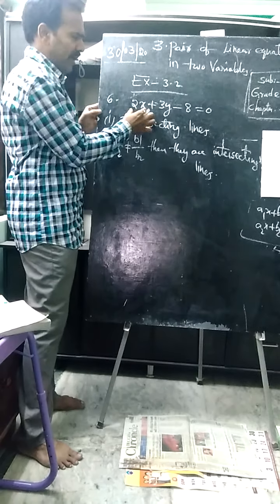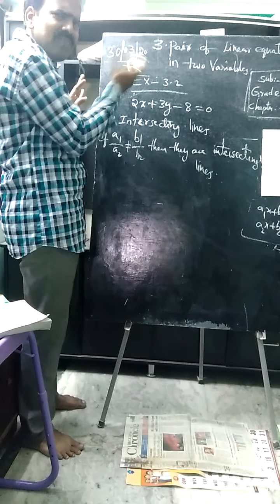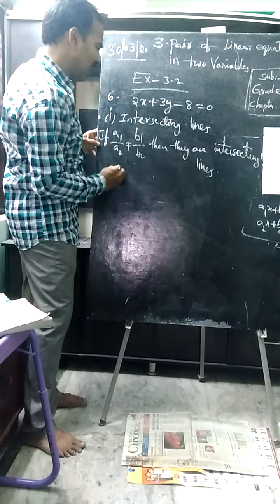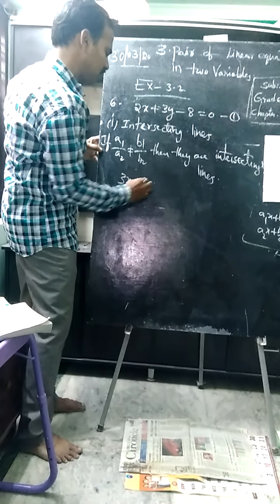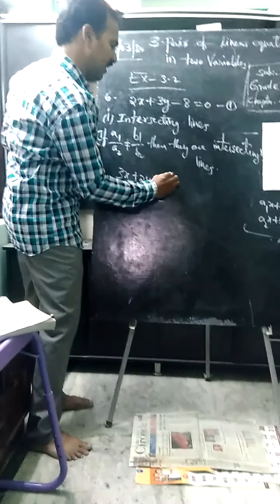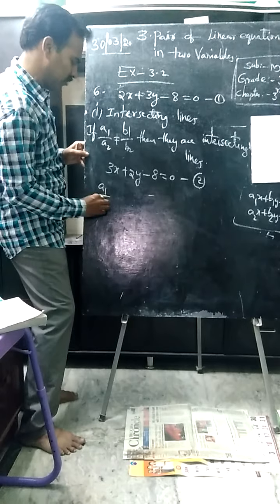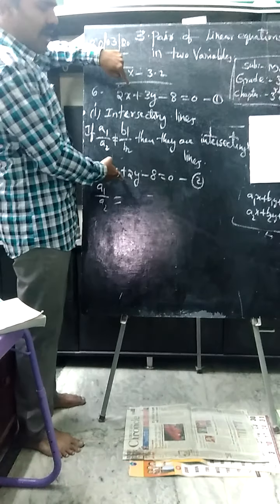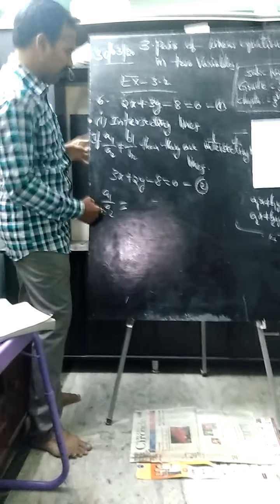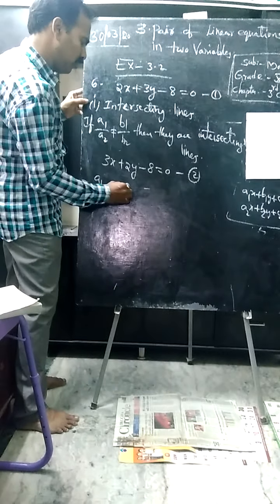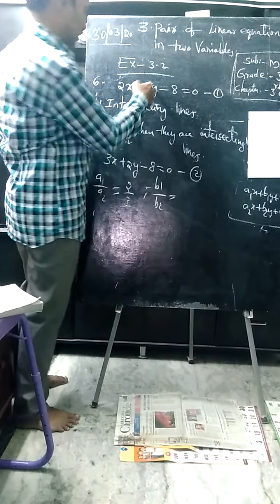Take it reversely: 2x plus 3y minus 8 equals 0 is given. Simply what I will do is reverse the coefficients of x and y. Let me take this as equation 1. I am taking 3x plus 2y minus 8 equal to 0 as equation 2. Check a1 by a2, students. Already these two are in standard form of a pair of linear equations in two variables, so directly we can do a1 by a2. How much, friends? 2 by 3. Again b1 by b2, students, 3 by 2.